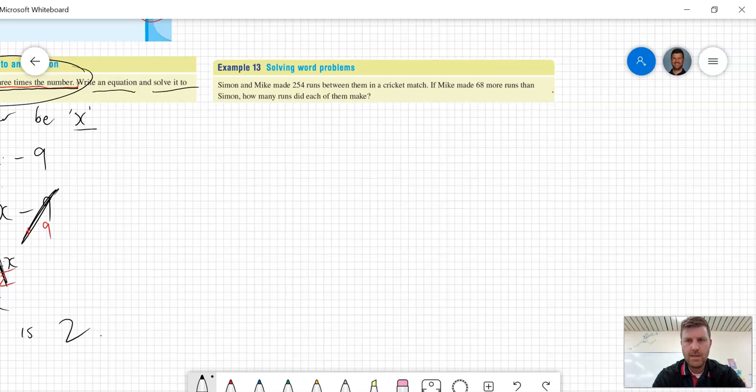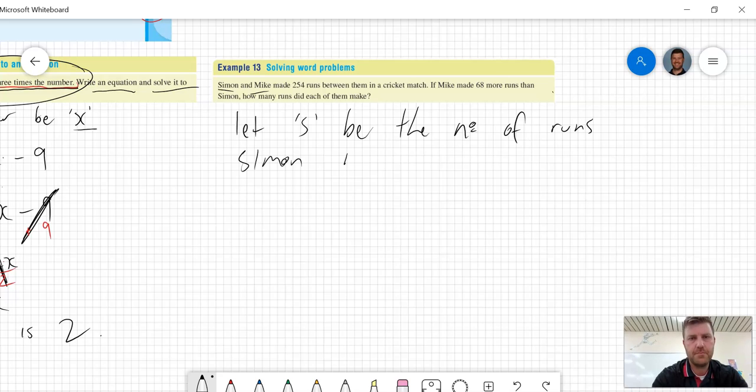Now, a common way that people make mistakes here straight up is by saying, let's just say, we're talking about Simon and Mike, let S be the number of runs Simon makes. Okay, so let S be the number of runs Simon makes. Now, someone might say, let M be the number of runs Mike makes. But that's going to be too hard to solve. If we've got two unknowns, or two variables, or two pronumerals in an equation. Let's just keep S being our variable.